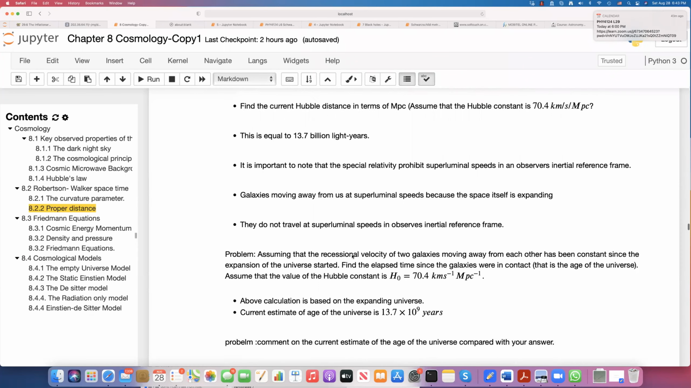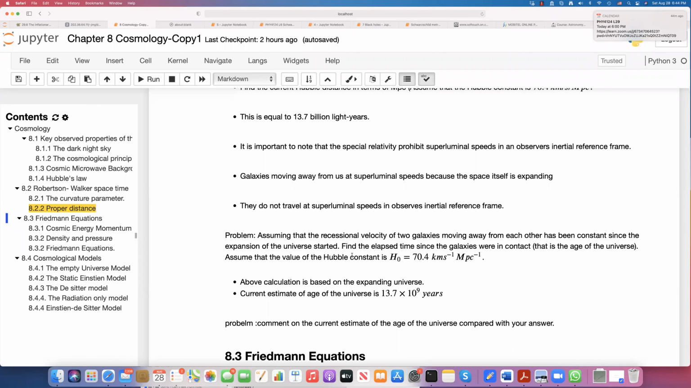And so I have put a problem here. Assume that the recessional velocity of two galaxies moving away from each other has been constant since the expansion of the universe started. So that means since the beginning of the universe, the place where this expansion started, we assume that the recessional velocities of two galaxies moving away from each other have been constant since then, right?